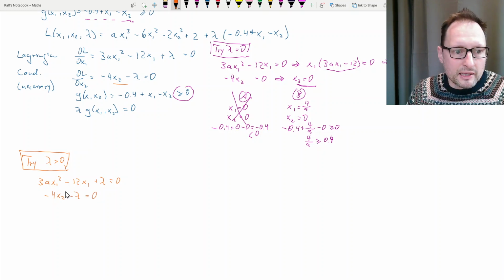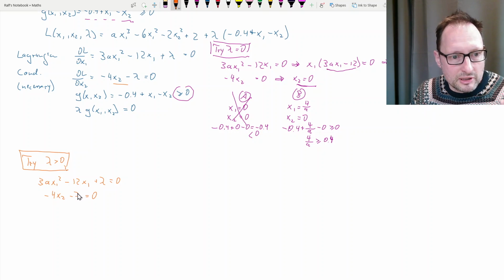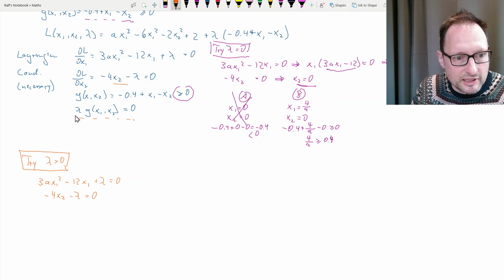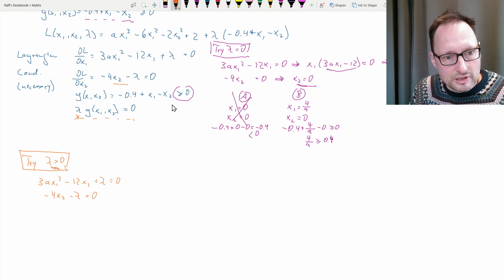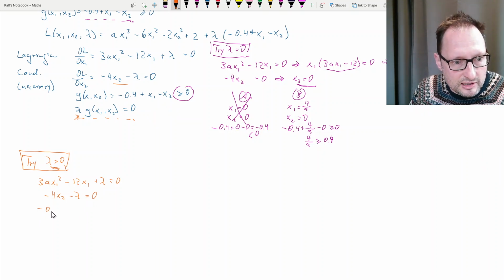Now we have three unknowns, x1, x2, and lambda. We need a third equation. We get that from the complementary slackness condition. If lambda is larger than 0, then g has to be equal to 0. So this inequality constraint turns into an equality. We're now looking on the boundary. So it's negative 0.4 plus x1 minus x2 is equal to 0.